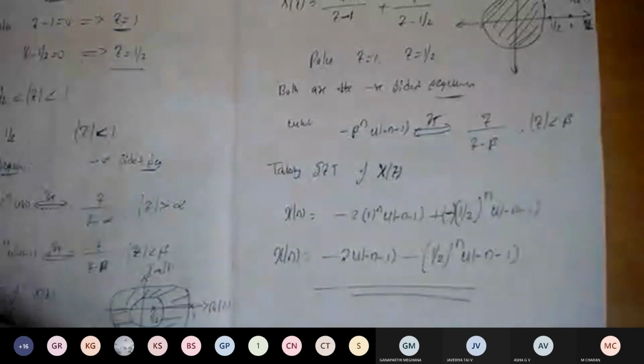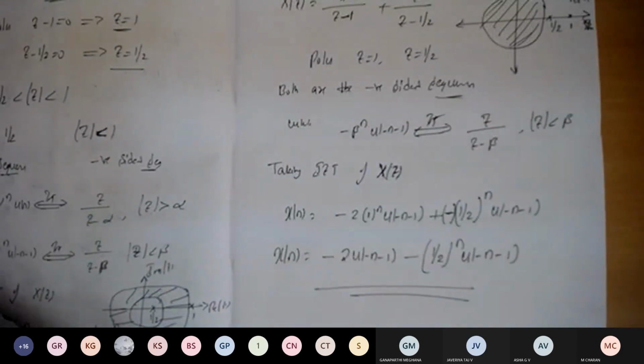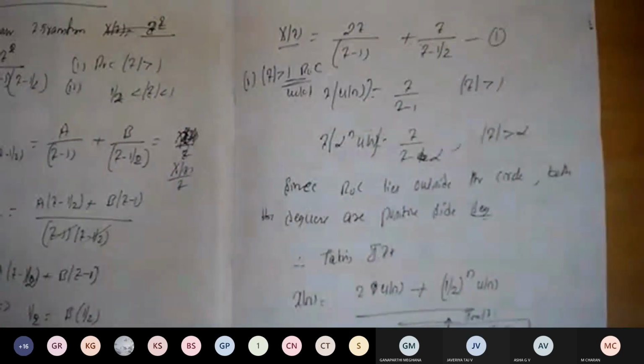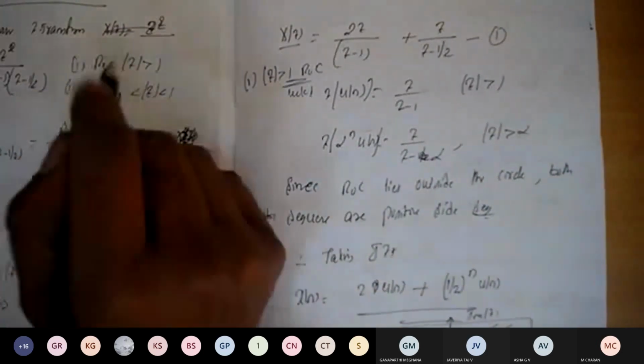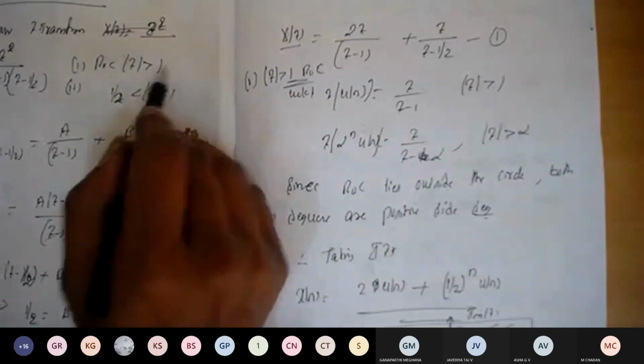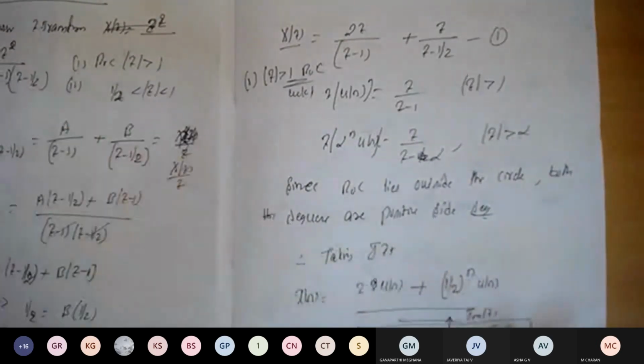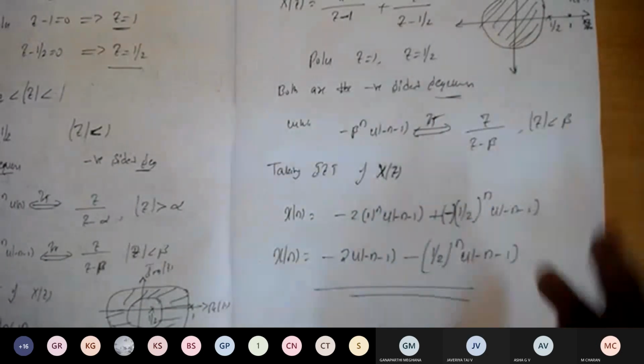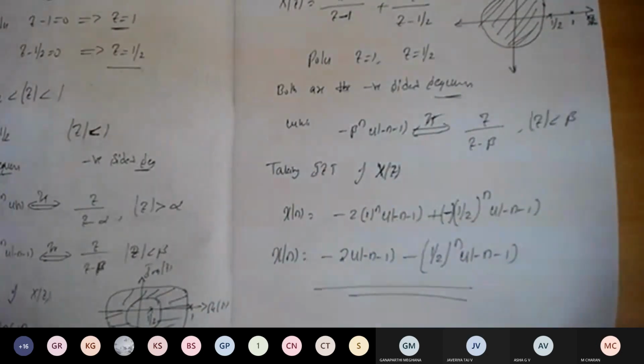Okay, so similarly, we'll consider different kinds of problems here. Only these three different types of problems will come, depending on the ROC. So you need to think: if the ROC lies outside the circle, it's positive; between the concentric circles, it's a double-sided sequence; and if it lies inside the circle, it is nothing but the negative-sided sequence we have to assume here.